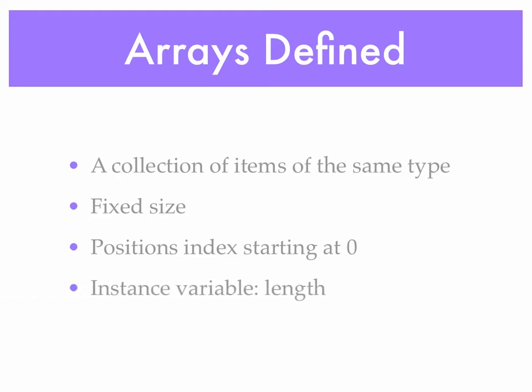Now, arrays have an instance variable. That instance variable is length. That instance variable is an int, and it indicates the size, the number of items that can be held in that array. Now, strings have a method length. Arrays have an instance variable. So we find the length of an array with the name of the array dot length, and that'll return back an int, the size of the array. Remember, since we index starting at 0, the last position in an array will be length minus 1.